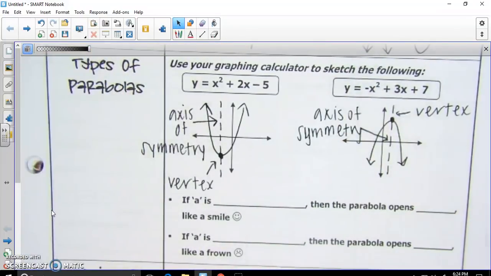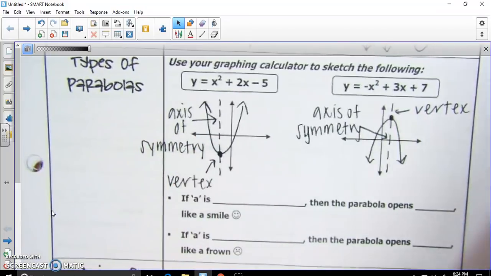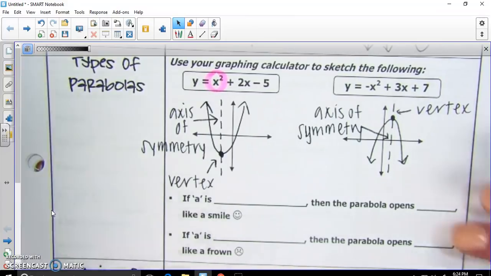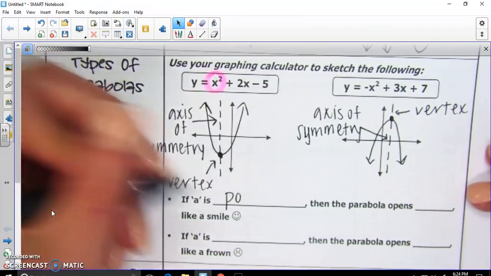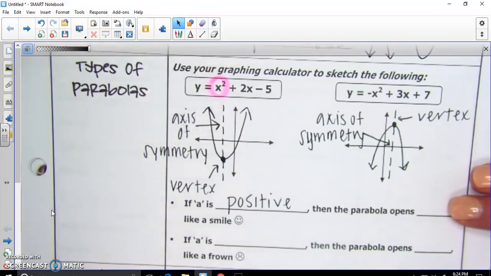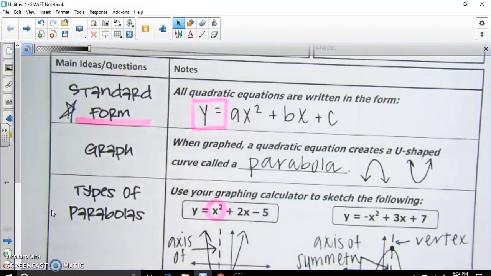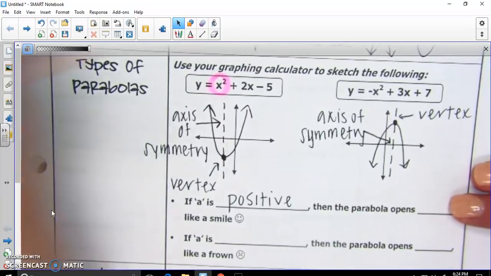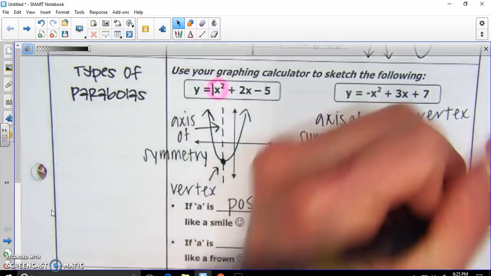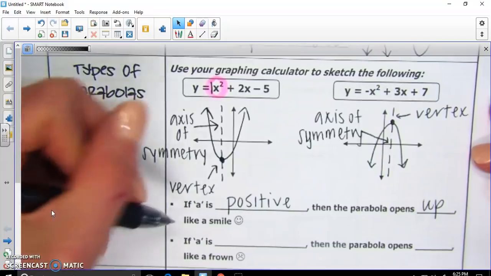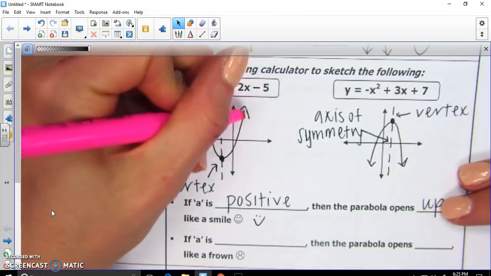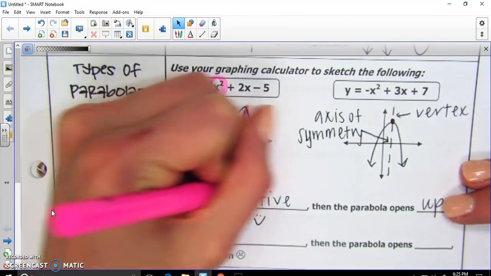Awesome. So there's a couple things that are different between our two graphs. First thing we should notice is that this has a positive x squared. So this is a positive graph. So if a is positive, a meaning the coefficient in front of x squared, so that comes from this a right here, then the parabola opens upwards. It opens up to the sky. So it's kind of like a smile. So it's positive, it's happy, it's got a smiley face, looking like that. Okay, so this is our positive graph.